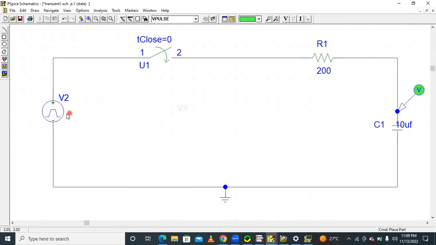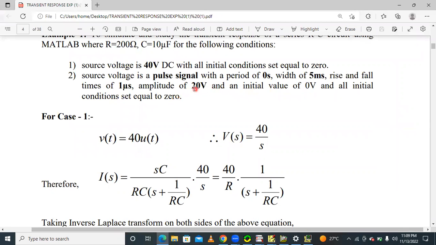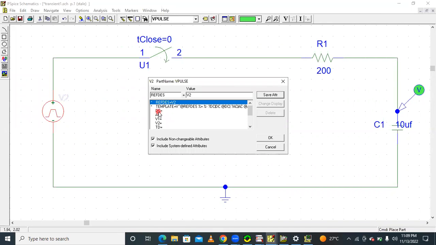Then by double-clicking on it, V1 is equal to 0 volts and V2 is equal to 20 volts. Like this we have to enter. V1 is 0 volts, and V2 for the pulse signal is 20 volts. That means it increases from 0 to 20 volts. And delay time is equal to 0 seconds.